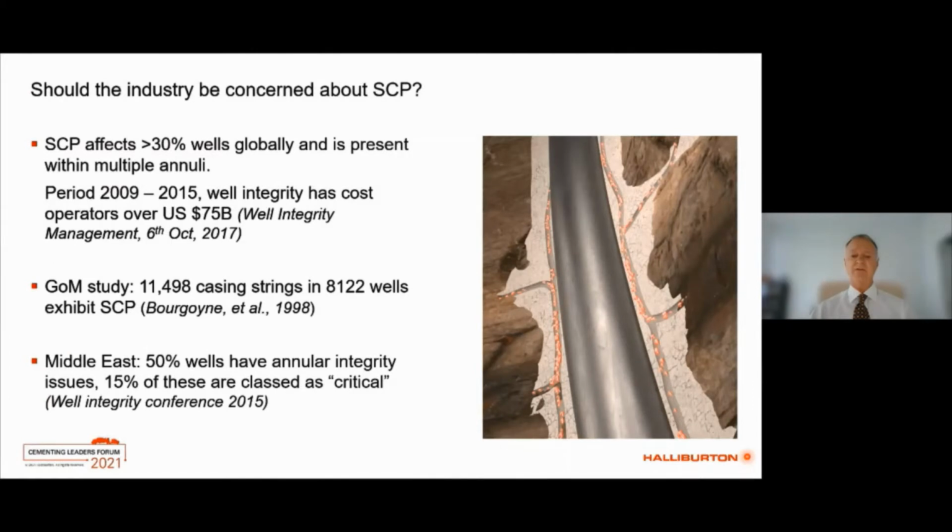So, should operators be concerned about sustained casing pressure? I think so, and here's why. When sustained casing pressure is observed in a well, it's evidence of failure in one of the well barrier elements. Once the sustained casing pressure is confirmed, the well is potentially not in compliance with most operators' barrier policies.